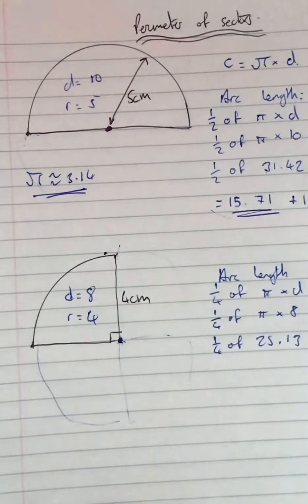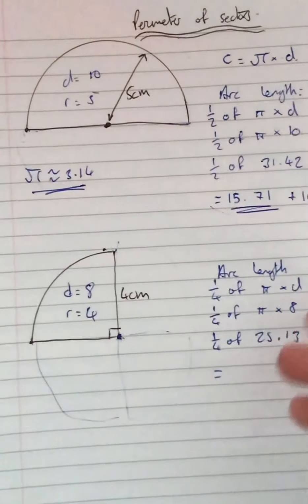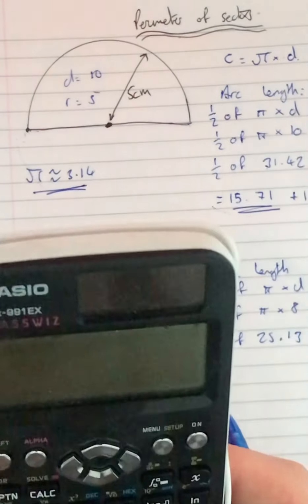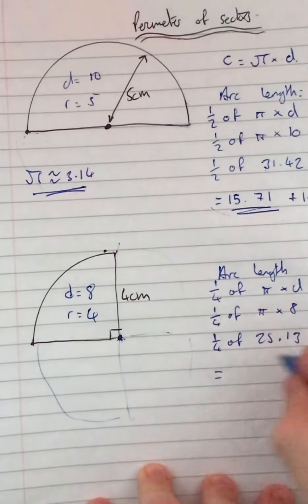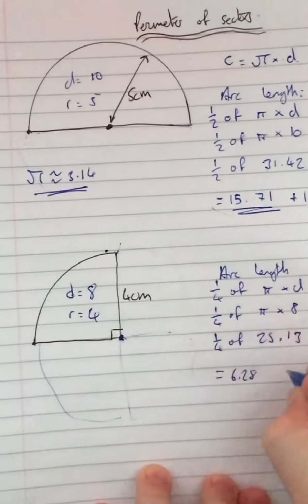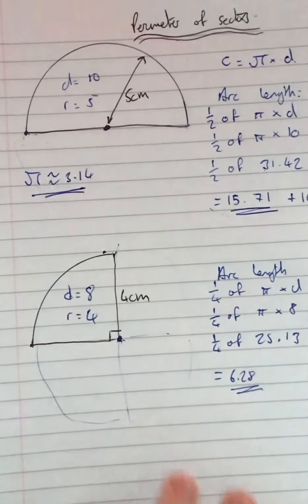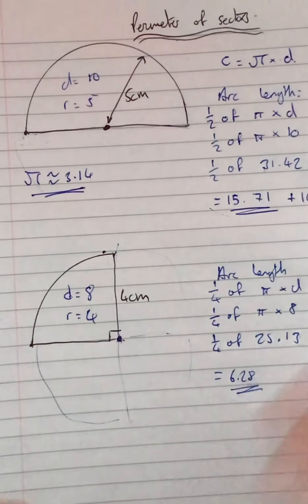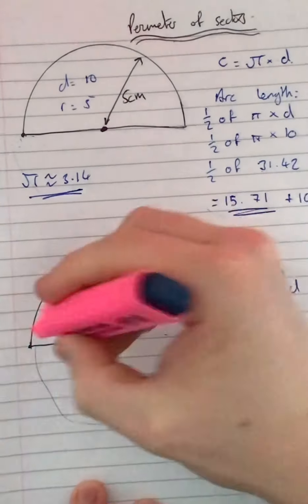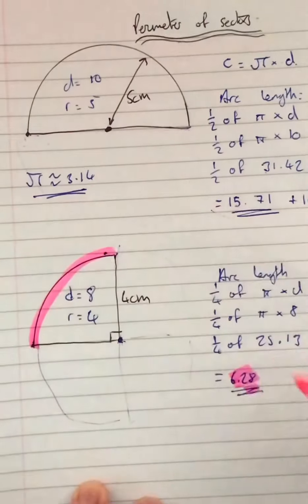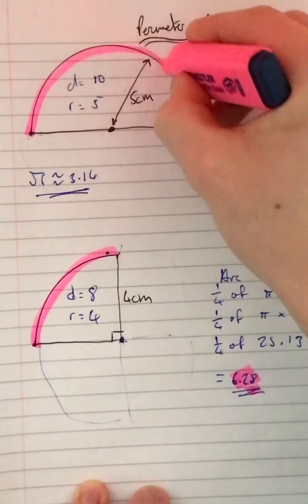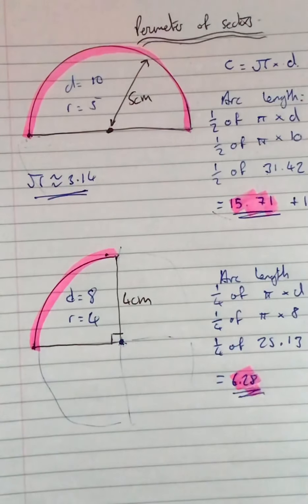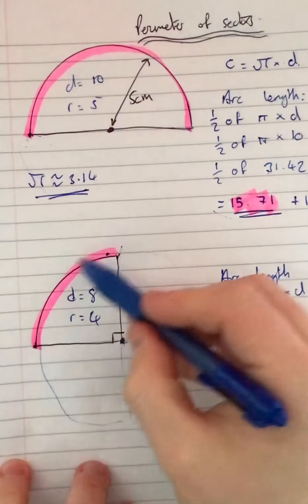25.13 to 2 decimal places. And I'm just going to divide it by 4 to find a quarter of that, which is 6.28 to 2 decimal places. That's my arc length, but I haven't finished, okay? All I've worked out at the minute is this bit here, okay? All I worked out here was that bit. The perimeter is the whole way around.